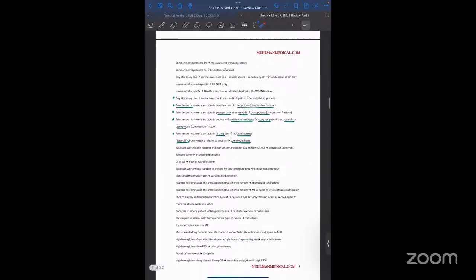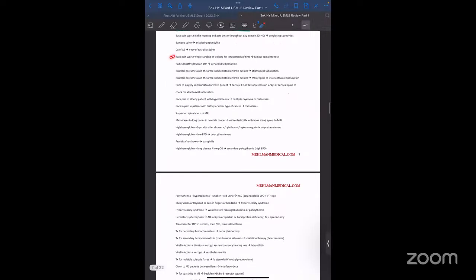Back pain worse when standing or walking for long periods of time is lumbar spinal stenosis. Worse when standing or walking for long periods is lumbar spinal stenosis. Radiculopathy down an arm is cervical disc herniation.